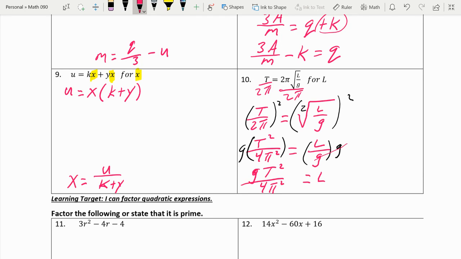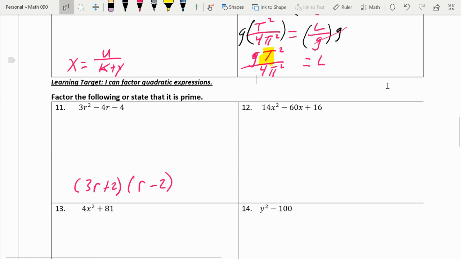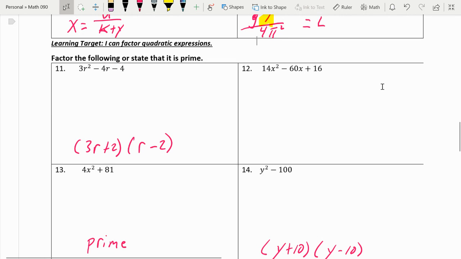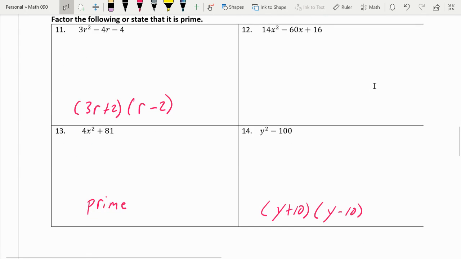Now we're looking over here. The thing I want you guys understanding is what's being squared. Only the t is being squared, not the g. All right, only t is being squared. All right, so factoring for number 11, there's the answer. All right, that one's not too bad.